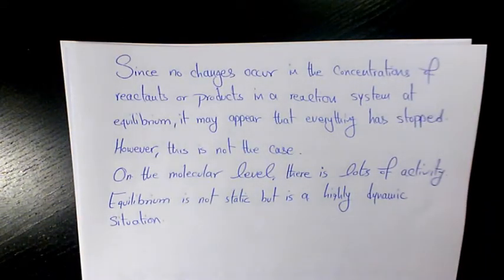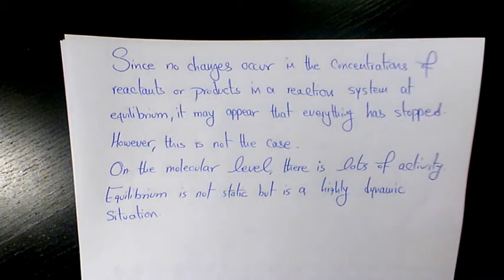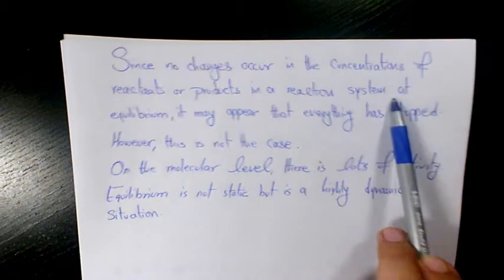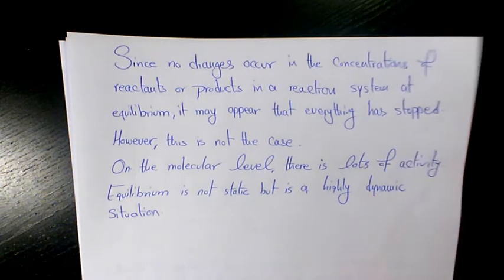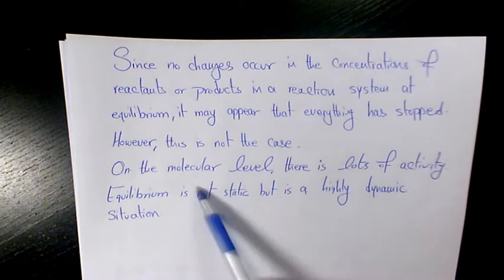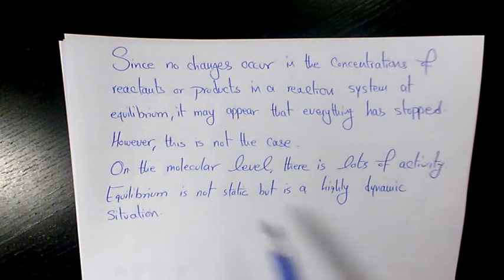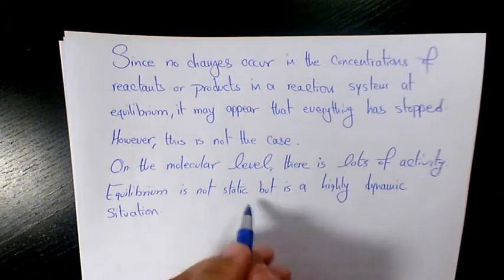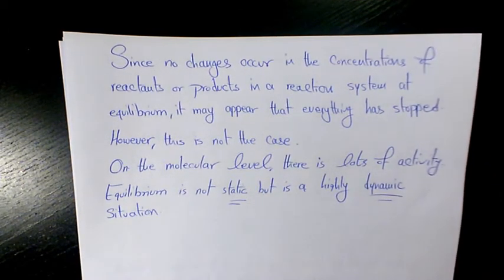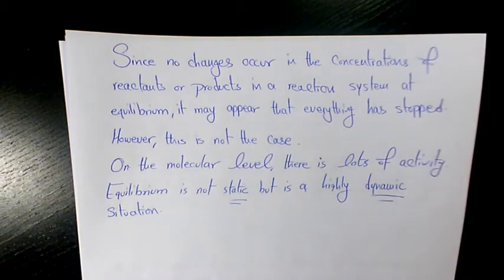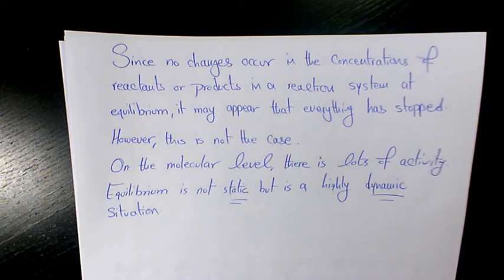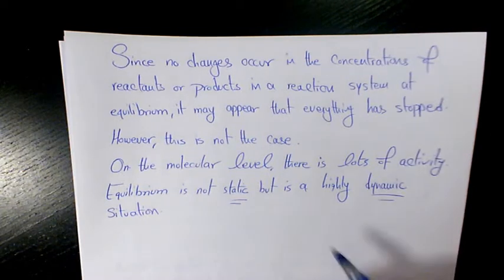Since no changes occur in the concentration of reactants and products in the reaction system at equilibrium, it may appear that everything has stopped. But this is not true, because on the molecular level there is lots of activity, and equilibrium is not static but a dynamic situation. Whenever we get to chemical equilibrium, we still have lots of reactions, but in this case the rate of the forward reaction equals the rate of the reverse reaction.